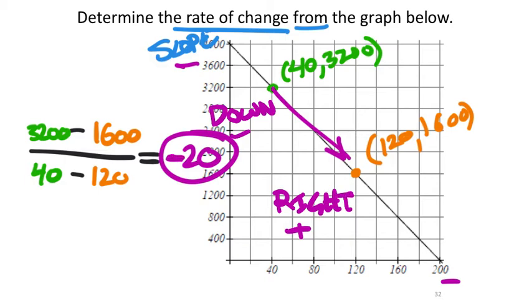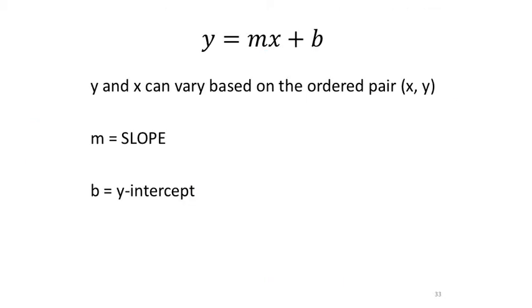Now, if we reverse that though, and I said I went up, right, so I'm going this direction, I'd go up and to the left. Well, now my numerator is positive, but my denominator is negative, which would still produce a negative slope. There we go. We're almost there, though.